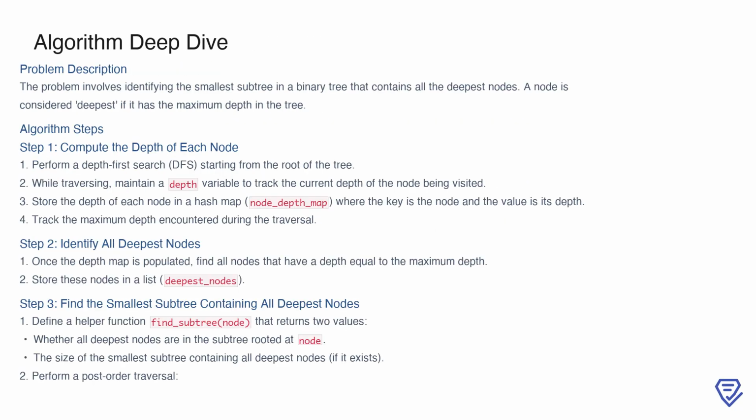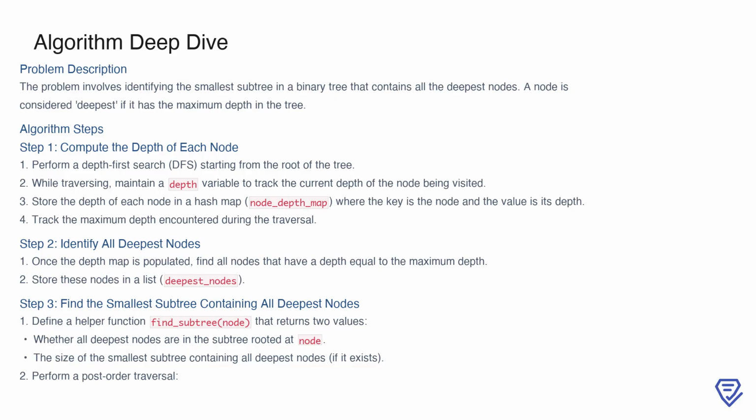This problem is about finding the smallest subtree in a binary tree that contains all the deepest nodes. Deepest nodes are those located at the maximum depth of the tree. To solve this, we start by determining the depth of each node. Using a depth-first search, or DFS, we traverse the tree, keeping track of the current depth for every node we visit. The depth of each node is stored in a hash map, where the key is the node itself and the value is its depth.